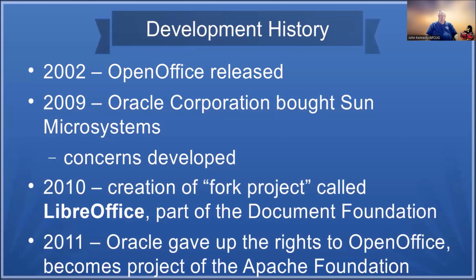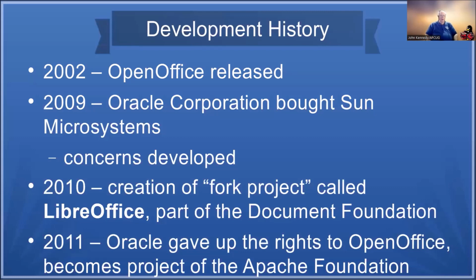By the next year, the developers of OpenOffice were concerned enough that they left. They left the Oracle Corporation, took the open source code, and in 2010 created a fork of that project called LibreOffice, which is a part of the Document Foundation. And it's interesting because usually forks come off of the main program, and then there's a fork that goes off this way, like a side path. But LibreOffice became the dominant version of this program.